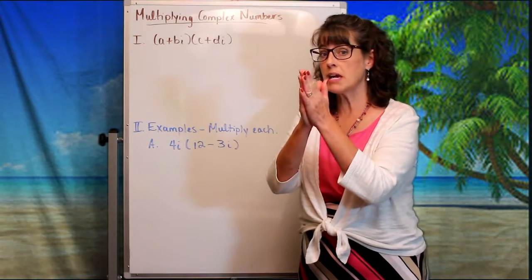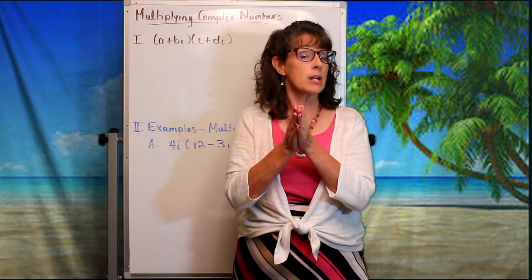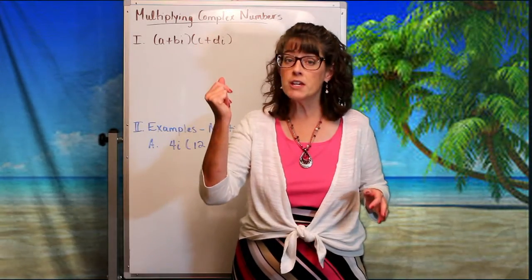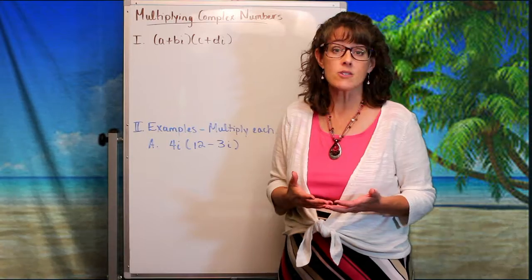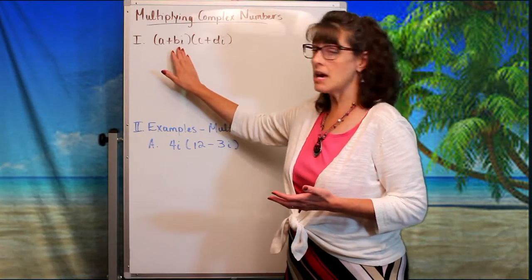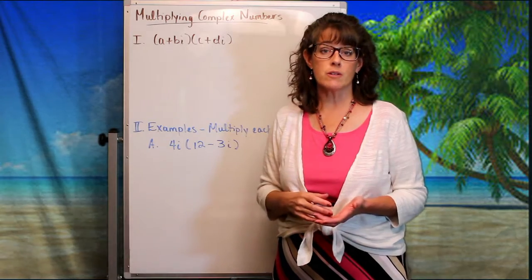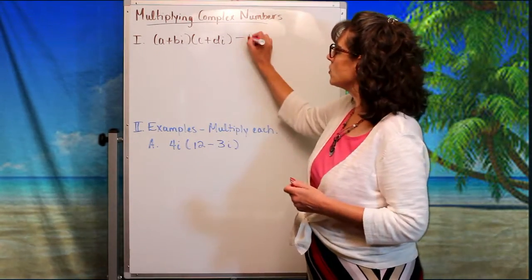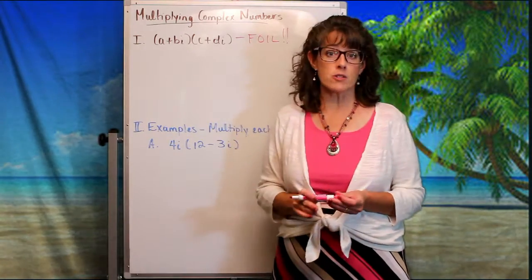That indicates multiplication. Well, that i acts like a variable, because remember, it acts like a variable until you see i squared, and when you see i squared, you think -1. So right now it's acting like a variable, kind of like an x. So if you had a plus bx times c plus dx, what would you do with that? Absolutely, you would FOIL. So that's exactly what you're going to do here. The rule is not going to change at all. You're going to FOIL this.